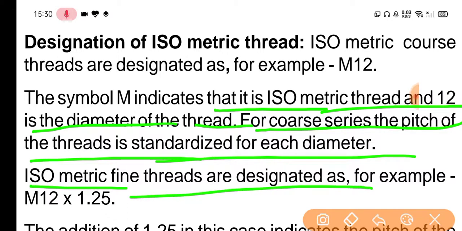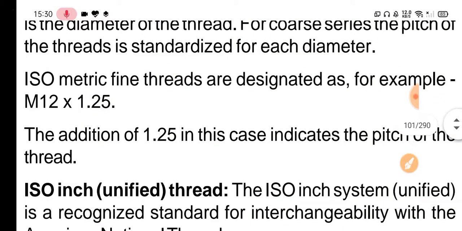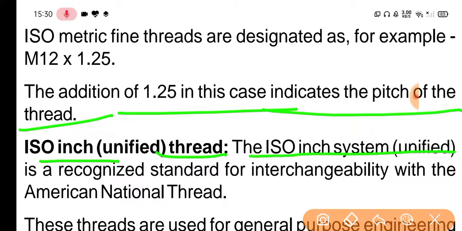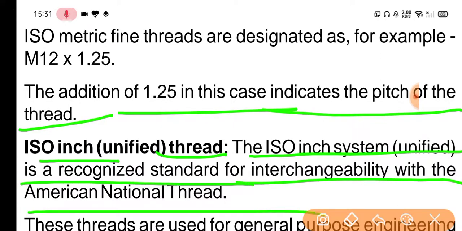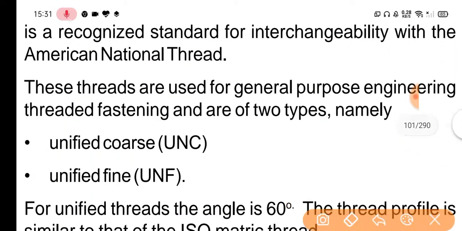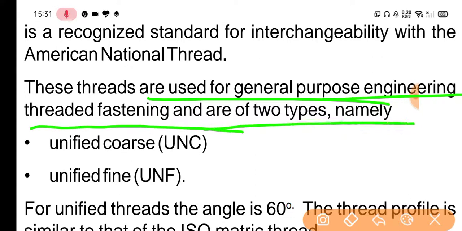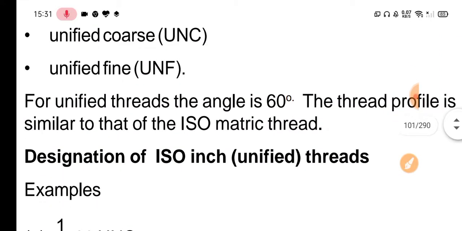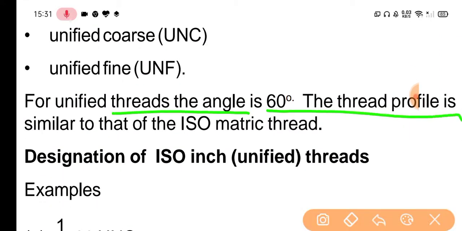Metric fine threads are designated as, for example, M12 x 1.25. The addition of 1.25 in this case indicates the pitch of the thread. ISO inch threads: the ISO inch system unified is a recognized standard for interchangeability with the American thread. These threads are used for general purpose threaded fastenings and have two types, namely Unified Coarse UNC and Unified Fine UNF. For the unified threads, the angle is 60 degrees, and the thread profile is similar to that of the metric thread.